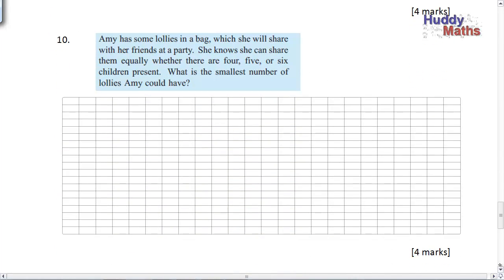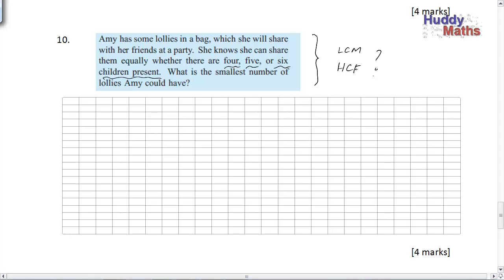Okay, here we go. Question 10. Amy has some lollies in a bag which she will share with her friends. She knows she can share them equally whether they're, look at this, 4, 5 or 6 children present. What is the smallest number of lollies Amy could have? Wow, how do you do that? Well, if you're not sure, you could think like this. Hey, this is a number test, and we've been talking about lowest common multiples and highest common factors. Has it got something to do with that?